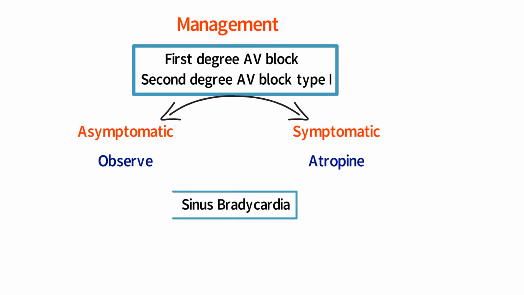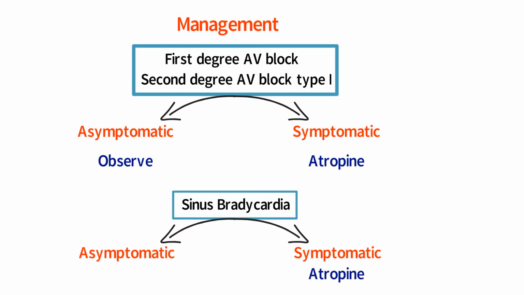In sinus bradycardia, if the patient is having bradycardia with symptoms like acute chest pain, hypotension, acute mental status change, or acute heart failure, you can proceed with the management, which is giving atropine. And if the patient is not having any of this, you'll just observe and monitor.